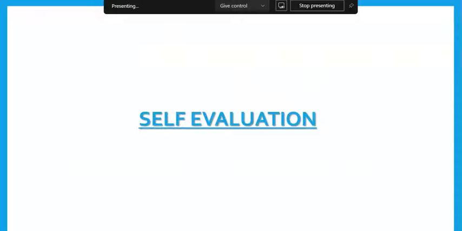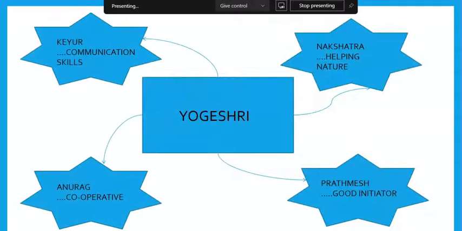Self-evaluation. Every group member learned something from each other, which we refer to as peer-to-peer learning. So let's have a look at that. Firstly, Yogeshri. According to Yogeshri, she learned communication skills from Keyur, helping nature from Nakshatra, cooperation from Anurag, and she referred to Prathmesh as a good initiator.